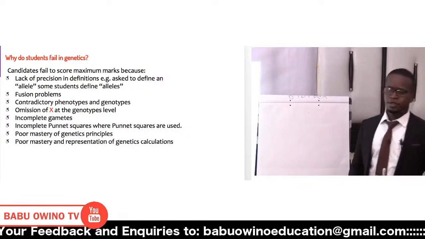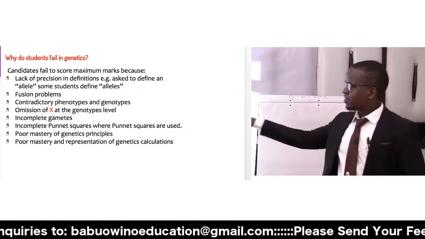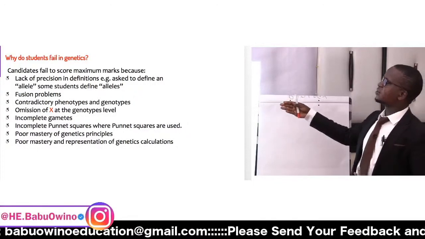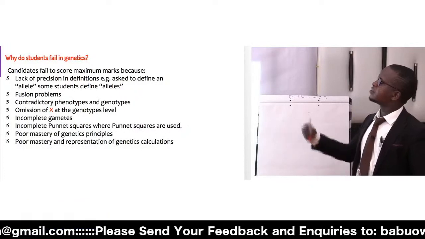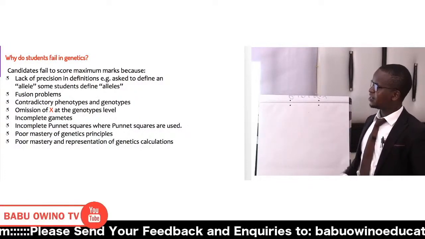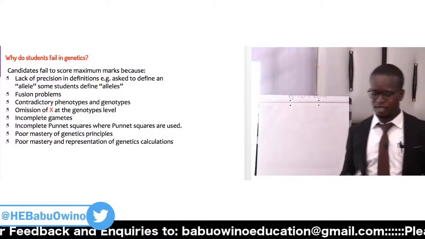So it's important that before we go further, these are the problems which are related to construction of genetic crosses, like confusion problems, contradictory phenotypes and genotypes, omission of a cross at the genotypes level, incomplete gametes. We are going to come to that.